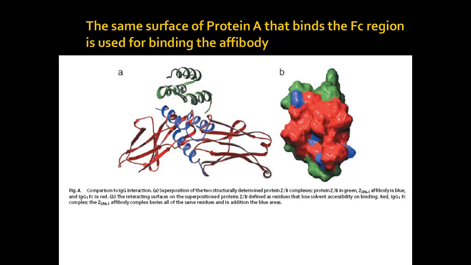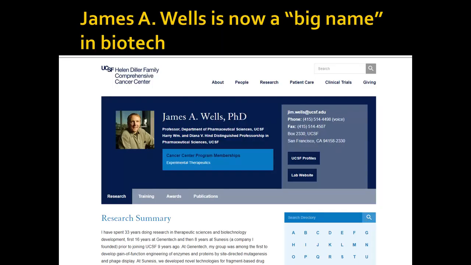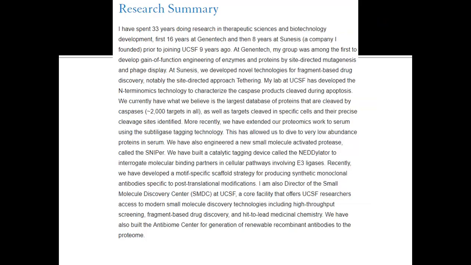They try to make alpha helical random peptides that work as antibodies. But I want to skip over this side as well. But this is what James Wells did. Now he's still at UCSF, at least. He's settled down a little bit. And if you look at his research summary, he spent 16 years at Genentech and then 8 years at Sunesis. And that's the company he founded. Maybe that's why he left Genentech, to start his own stuff. But then he went to UCSF for good.